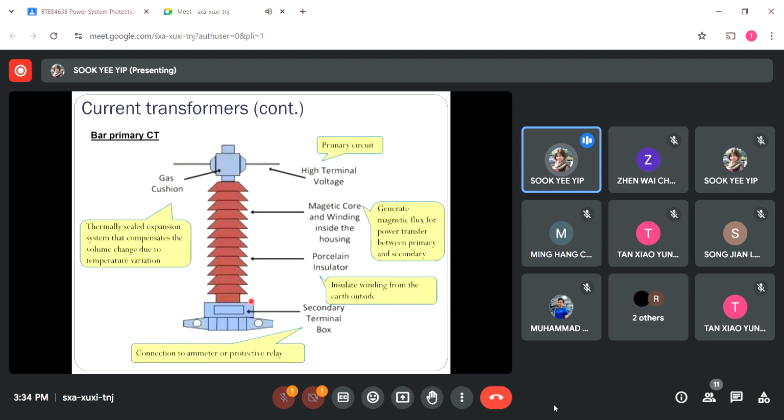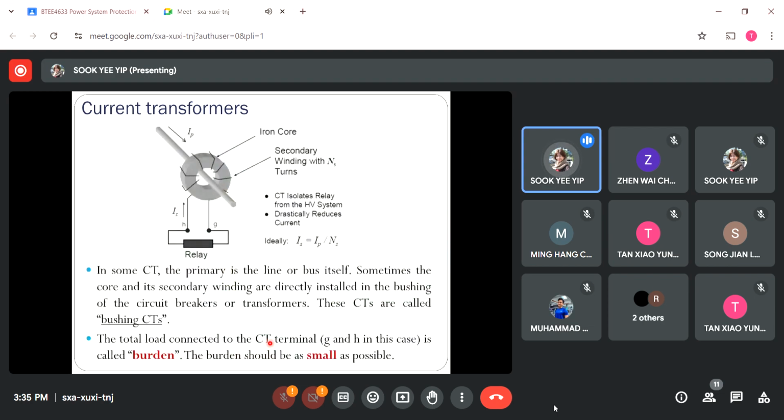And lastly, at the bottom, we have the secondary terminal box. Depending on the application, the terminals here can be connected to ammeters, let's say you use it for metering purposes to get the current measurements only, or you can use it for protection purposes. Here you will be able to connect to protective relays. So that is what we have for the bar primary type current transformer.